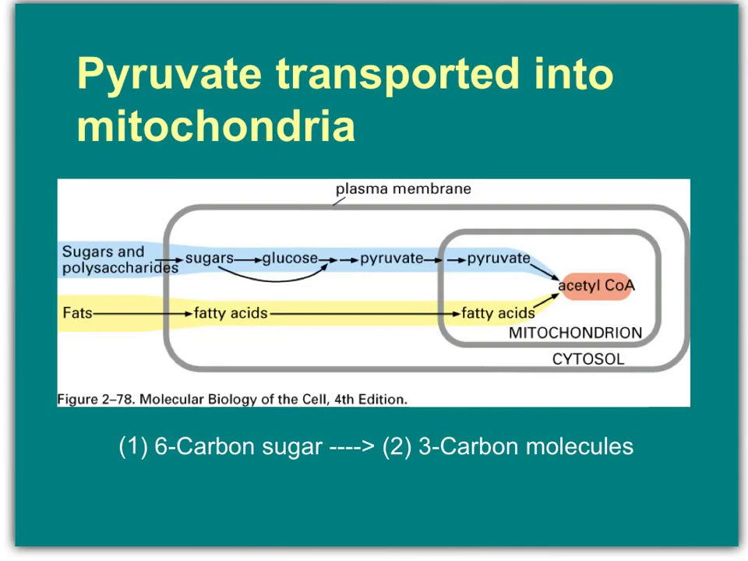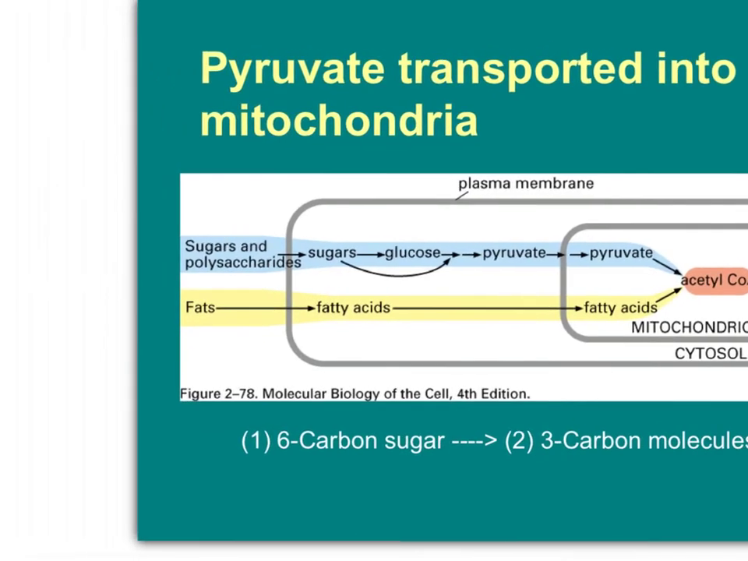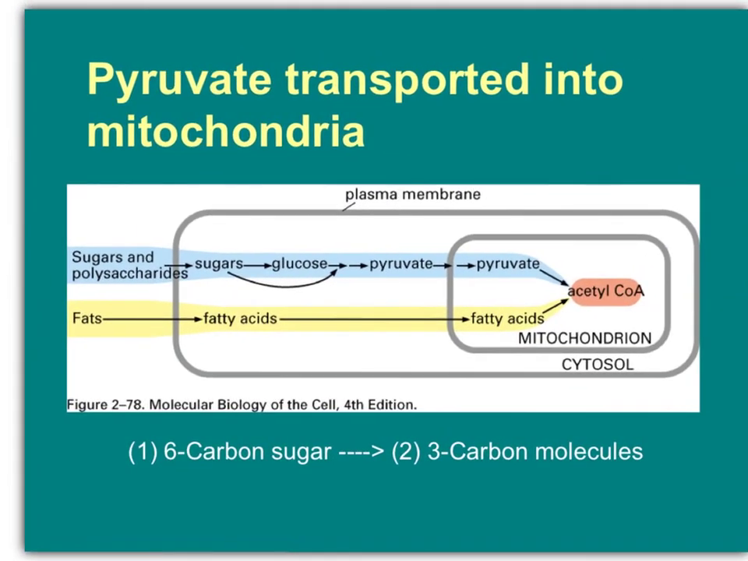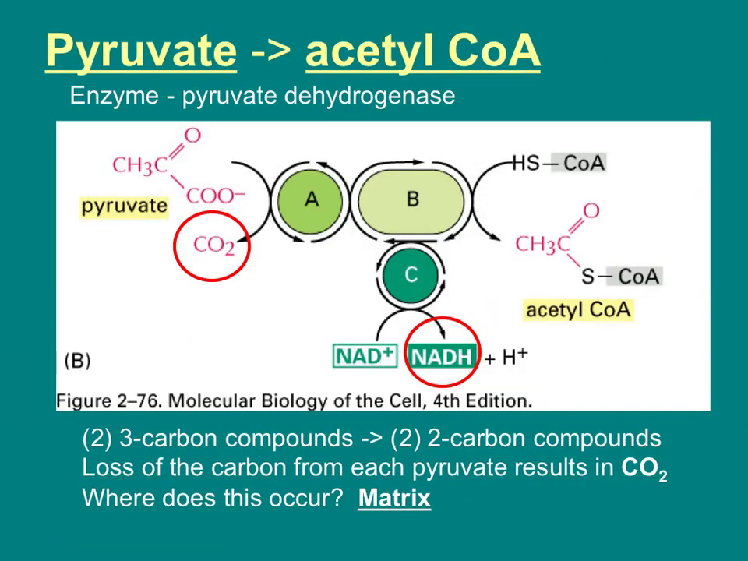All right, so we haven't done much. We've gone from 6 carbon to 3 carbon, and the 3 carbon molecule is still in the cytosol. And we have to get it into the mitochondria. Okay? And there's a complex that allows this to happen, and it's called pyruvate dehydrogenase.